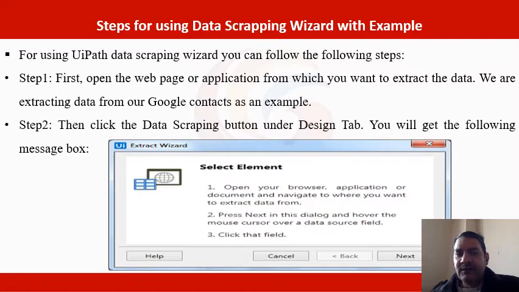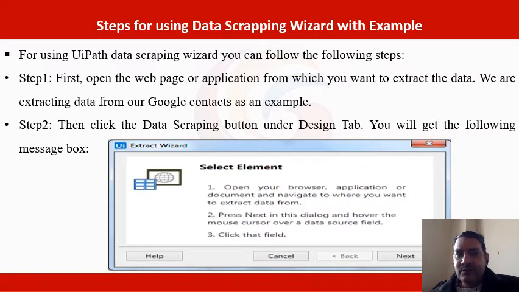You will get the message like this. This is your UiPath Extract Wizard, as we have discussed in this slide. All the three steps are written over here. Select element, open your browser, application or document, and navigate to where you want to extract the data from. Again, read step 1.